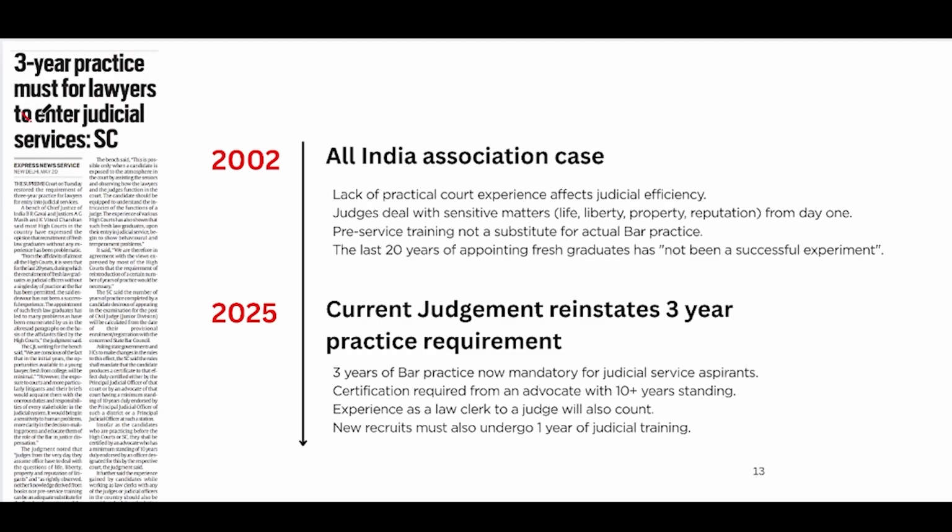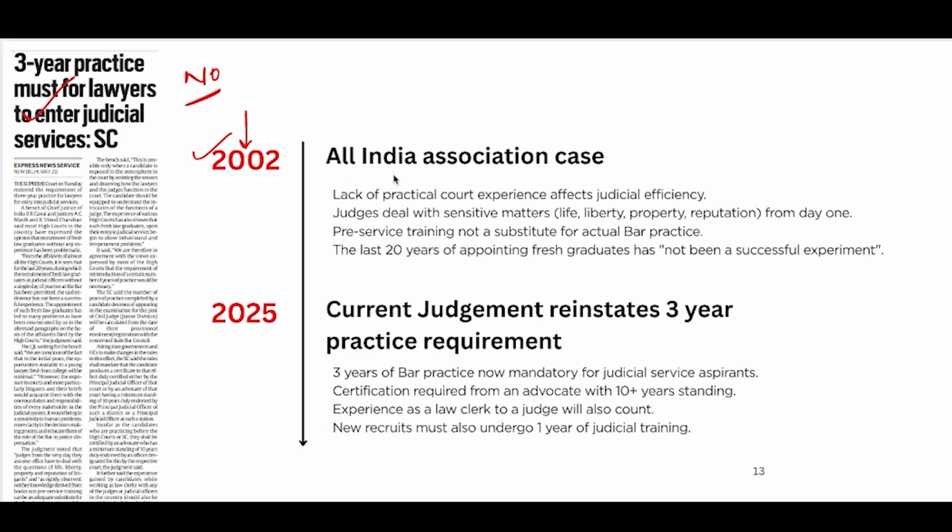The next news is related to whether all those viewers with an LLB degree can immediately appear for the judiciary examination or not. And the answer clearly is no, because of yesterday's judgment by the Supreme Court. Just yesterday, the Supreme Court restored the 3-year minimum practice requirement for law graduates to apply for judicial services, specifically civil judge junior division posts, which was basically the norm until 2002 in our country.